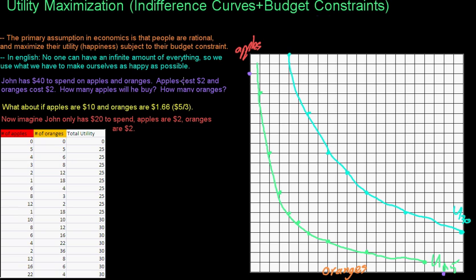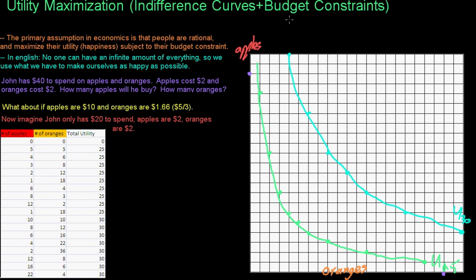Let's say that John has $40 to spend on apples and oranges. Apples cost $2 and oranges cost $2. How many apples will he buy and how many oranges? We are assuming that John is rational and that he wants to maximize his utility. So we've been given his budget constraint: he has $40, and apples are $2 and oranges are $2.